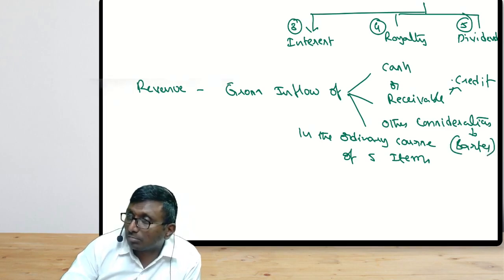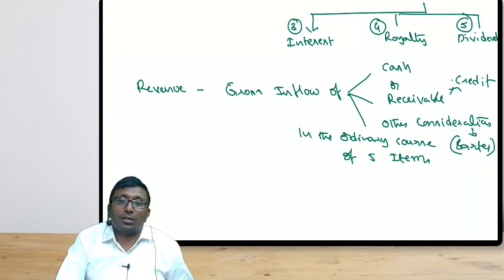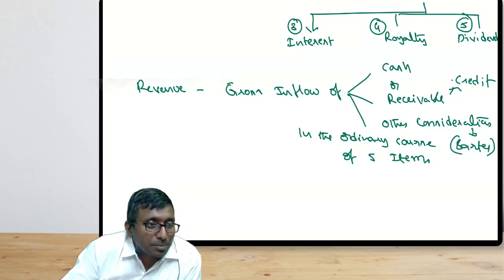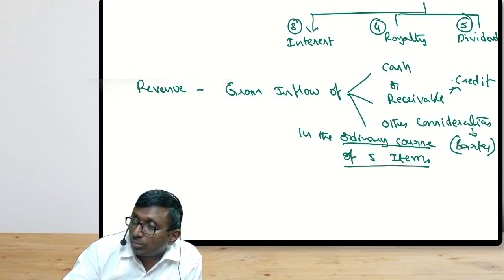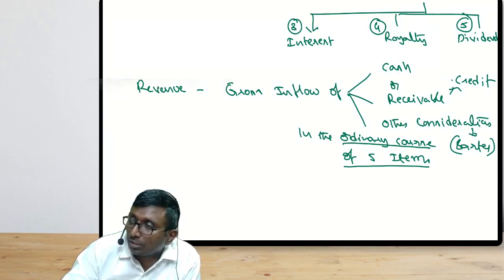Other consideration means the barter system. They are not giving cash or credit, which means it is barter. Why are you getting this? Because it is coming to me in the ordinary course of business.